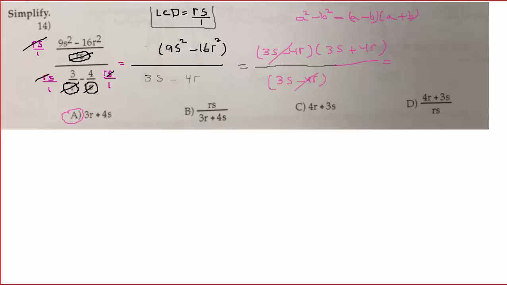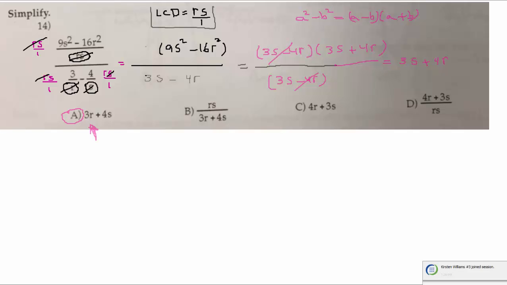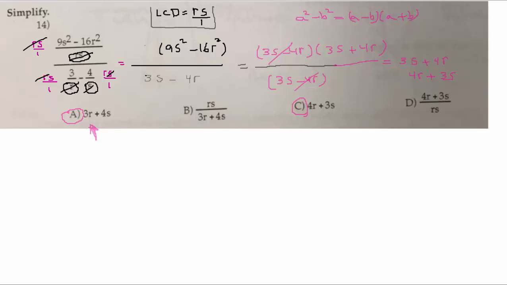Okay, so actually the correct answer is not A, because the correct answer is 3S plus 4R. Right? This is 3S plus 4R. This is not 3S plus 4R. The correct answer is this one, C, because this really is 4R plus 3S. So let's make sure we don't get tricked here. 4R plus 3S. That's the correct answer.